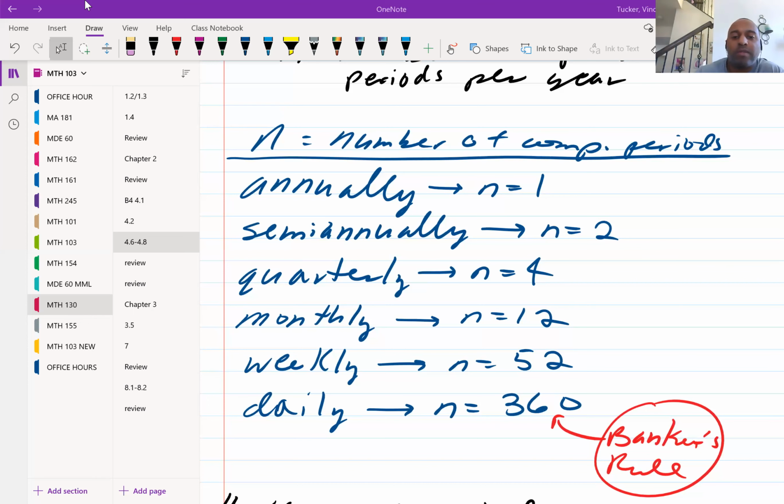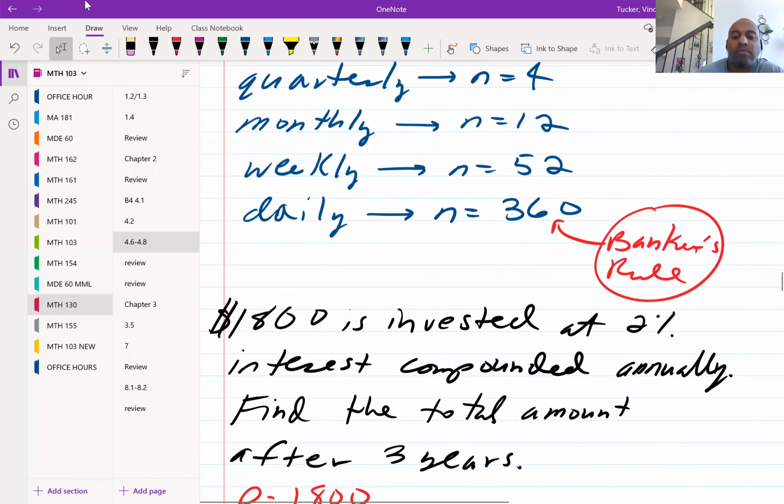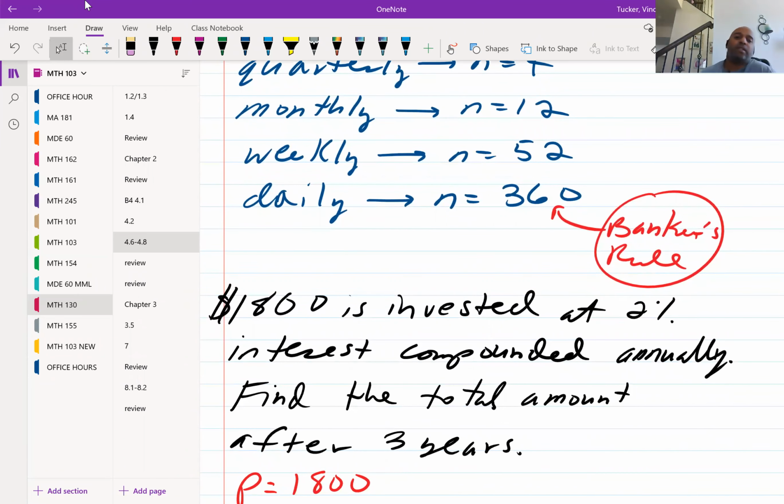All right, can we scroll up? All right. $1,800 is invested at 2% interest compounded annually. Find the total amount after 3 years.